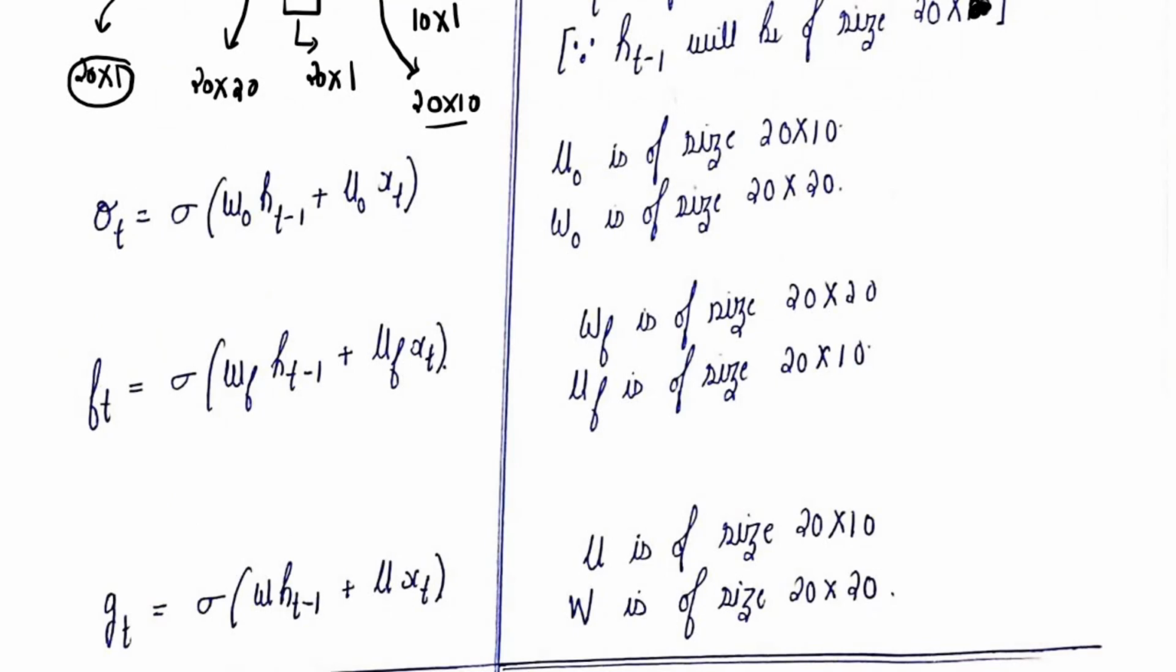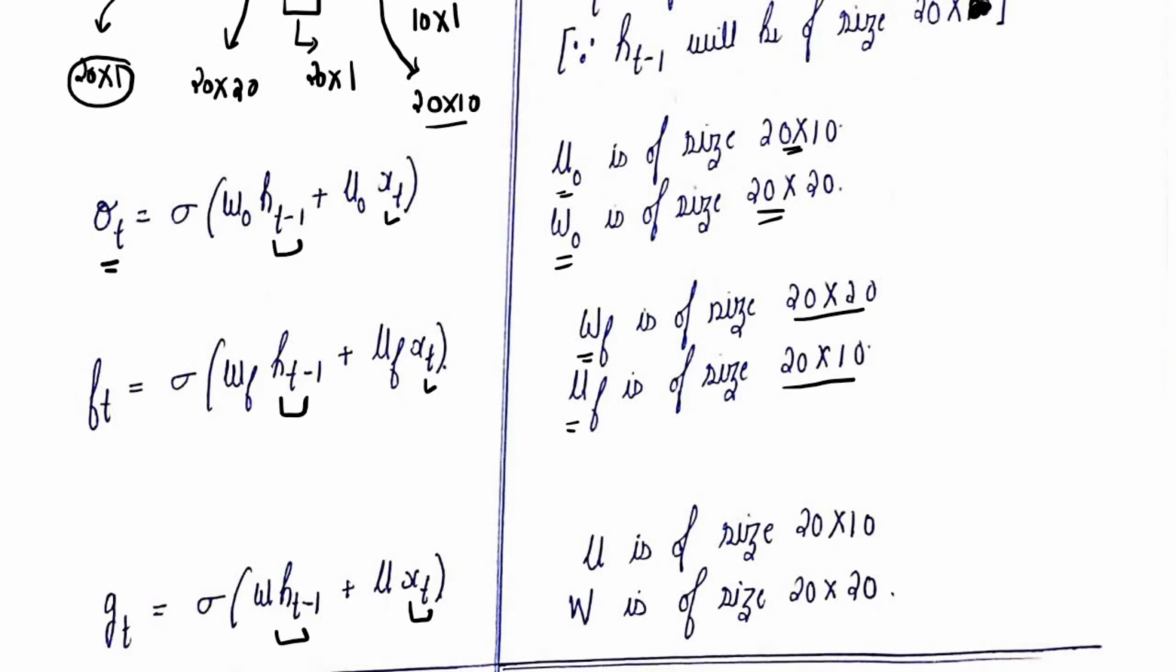Now this is o_t, which is the output gate. In the output gate as well, we follow the same trend, like h_(t-1) and x_t are going to be fixed for all the four possible gates which we have. Likewise, W_o is of size 20 cross 20, U_o is of size 20 cross 10, and likewise W_f and U_f are going to be of the same 20 cross 20 and 20 cross 10.